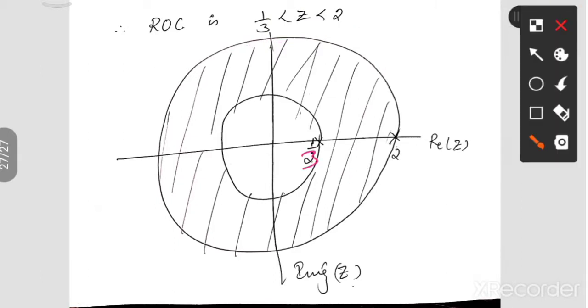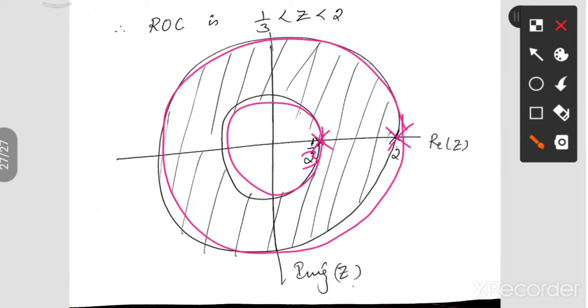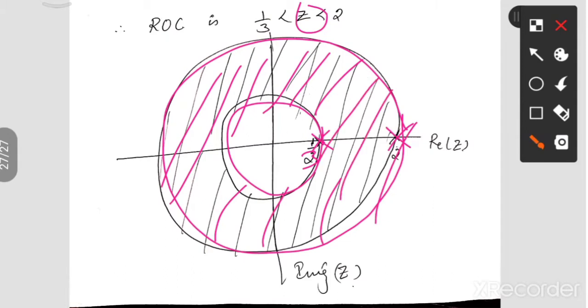This is 1 by 3, one pole, and this is another pole at 2. Then take a circle for both the poles, make a radius of that and draw a circle. Then your ROC should be within this. Therefore your ROC will be within this region of the z plane.